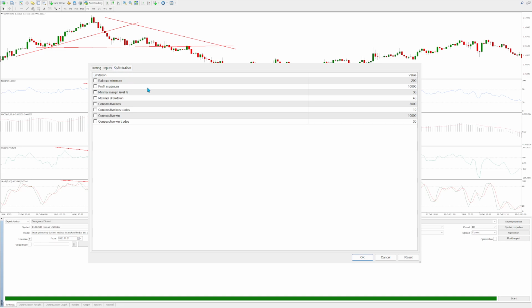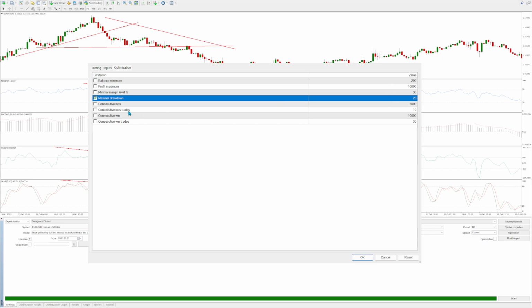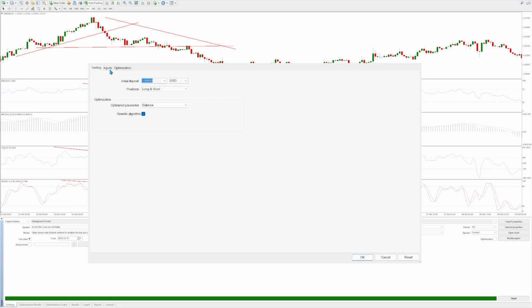If you go to this optimization tab, if you want to filter results by any of these, you can. So for example, if you want maximal drawdown, you can just enter, I only want results with a maximal drawdown of 20. I'll leave these unchecked just because I want to see all results, good and bad. Give me an idea of an expert advisor and what's good, what's not. Under the testing tab, so the initial deposit you want to test with, as I said, trading direction. The parameters you want to optimize for, I always optimize for balance.